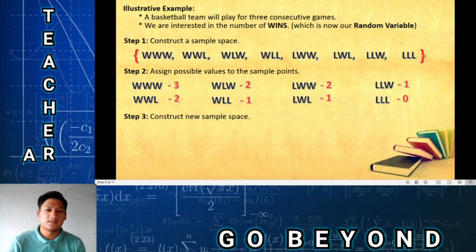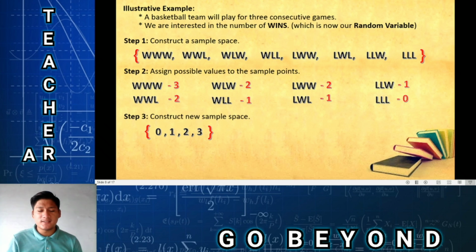Construct new sample space. Try to look at step 2. What are the results? What are the numbers? We have 3, we have 2, we have 1, and we have 0, right? So meaning, after playing the 3 games, we have 4 results. It could be 0, 1, 2, and 3. So now, our new sample space is 0, 1, 2, 3. Why? Let's understand step 3.